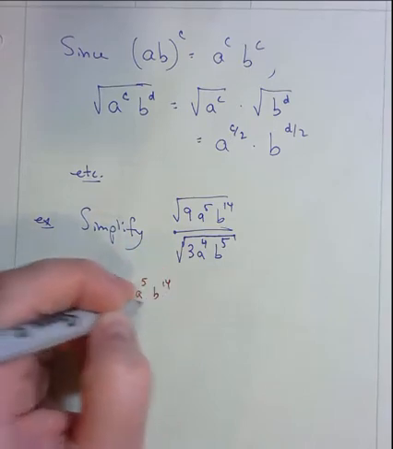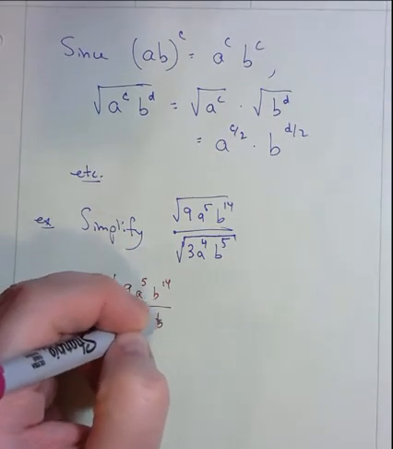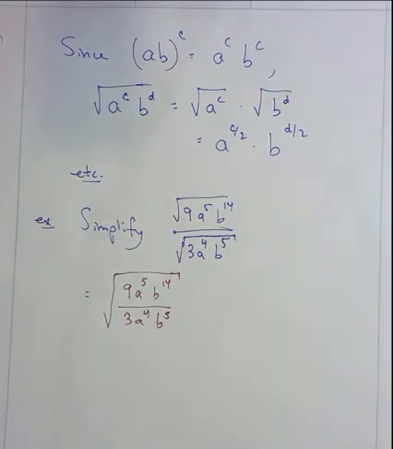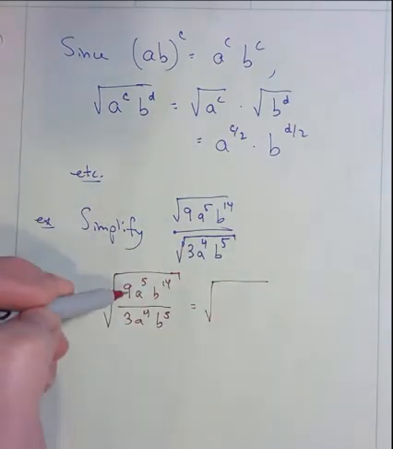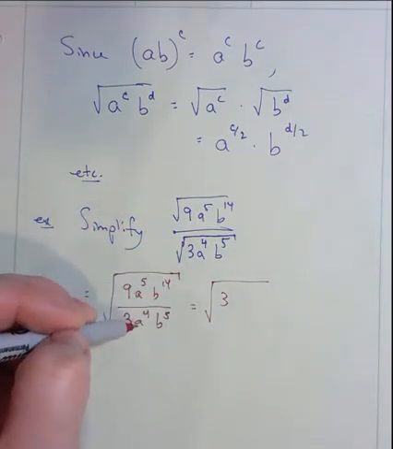We can do that. And so I am collapsing the quotient of two square roots into a single square root of the quotient. And now we can start doing some canceling. There's the big square root. How about 9 over 3? Well, that's just 3. How about a^5 over a^4?